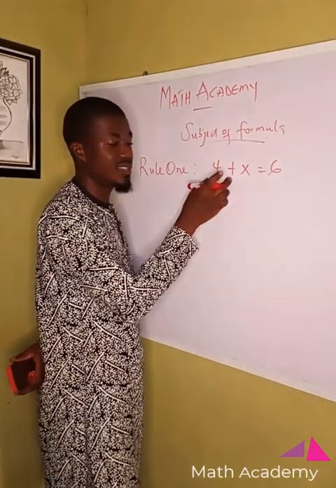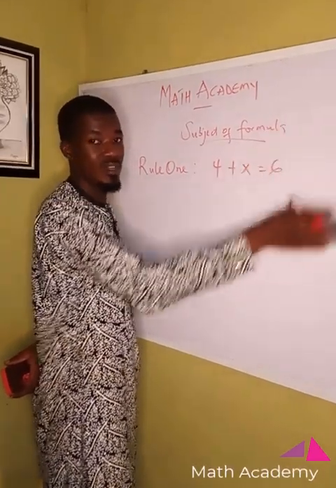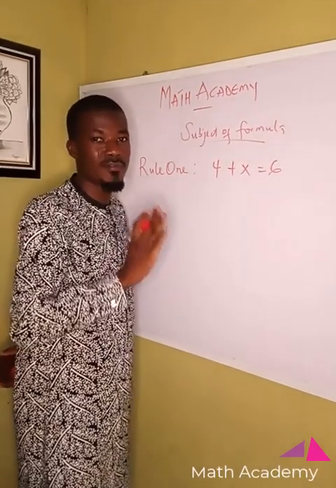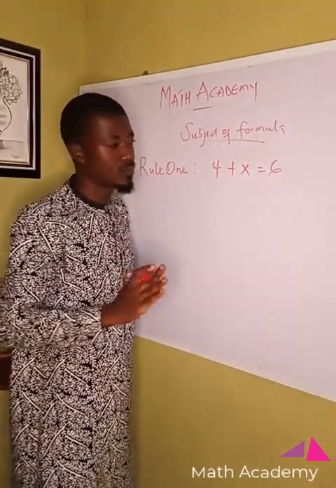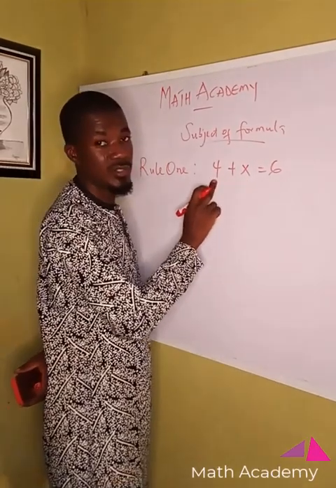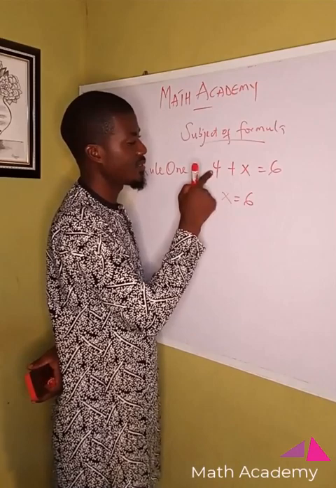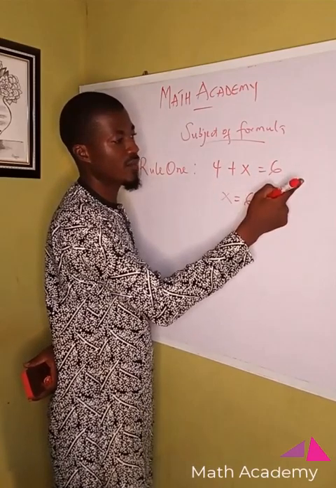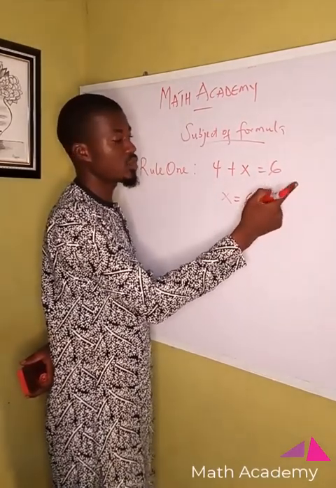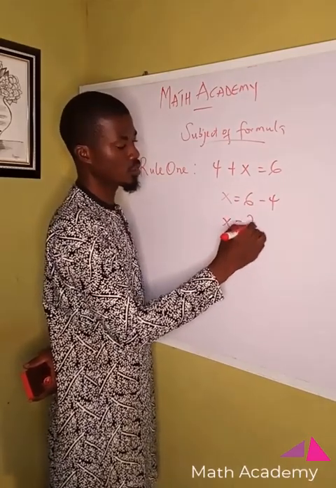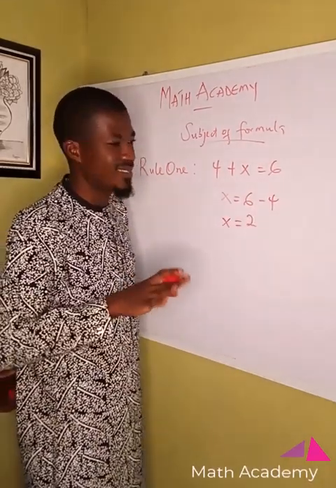Now, what are we moving to the other side of the equation? Whatever is disturbing x. All we need to do is make x stand alone. To make x stand alone, we need to push away this 4. So we have x equals 6, and this 4 is positive, so if it's crossed over, it changes to negative, minus 4. So x equals 2. As simple as that.